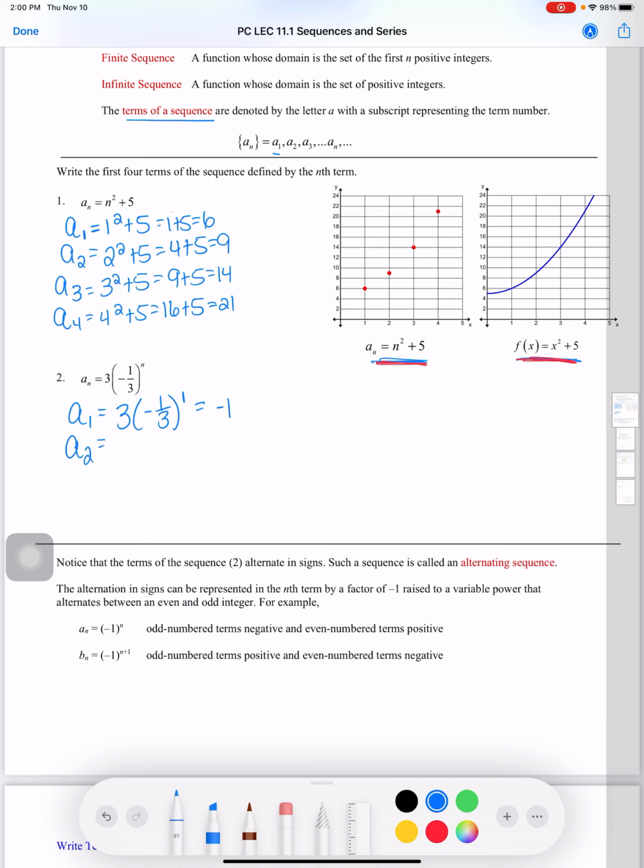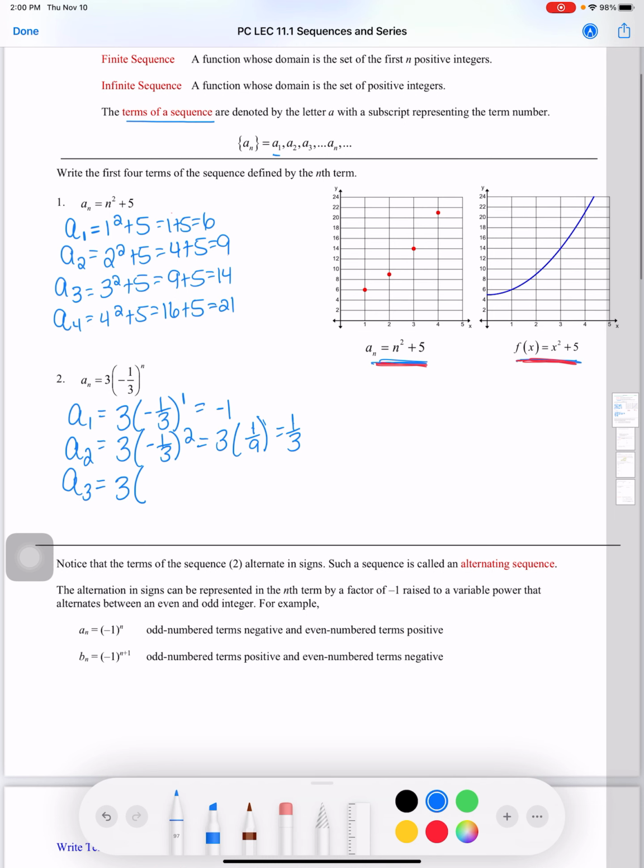A sub 2, which is 3 times negative 1/3 to the second power. That is going to give me 3 times negative 1/3 squared, which is a positive 1/9. And after I multiply that together, 3 times 1/9, that gives me a positive 1/3.